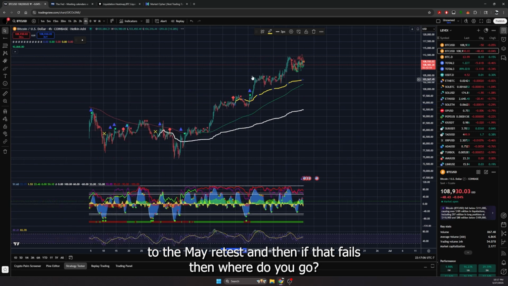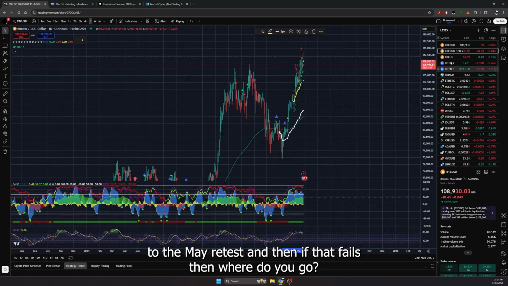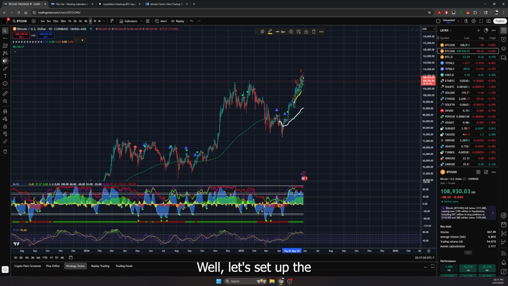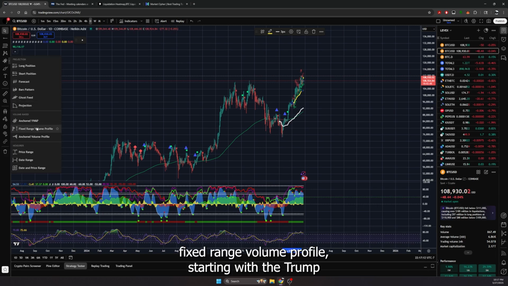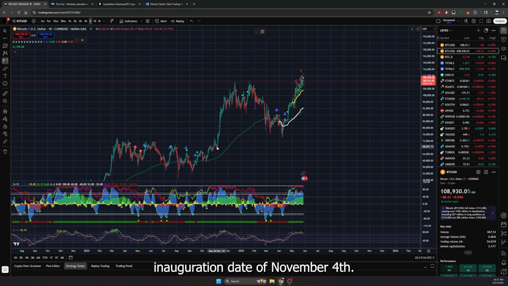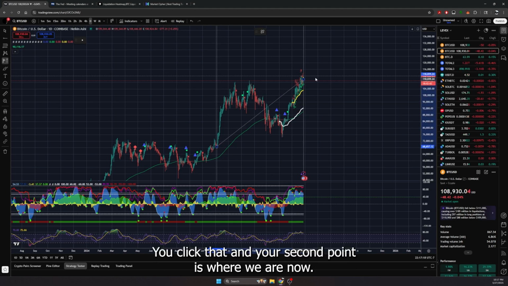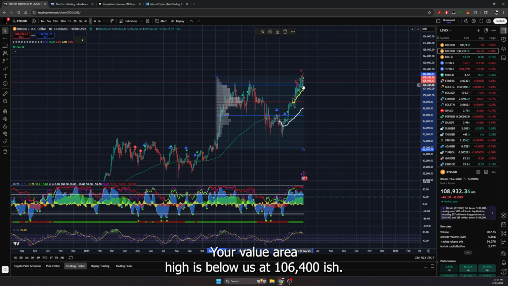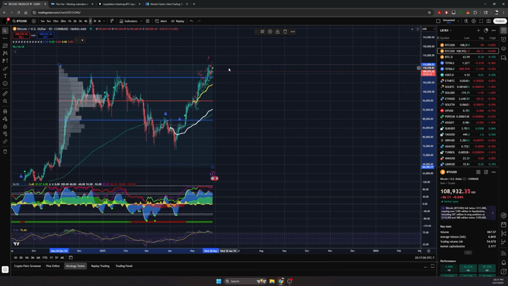And then, if that fails, then where do you go? Well, let's set up the fixed range volume profiles, starting with the Trump inauguration date of November 4th. You click that, and your second point is where we are now. Your value area high is below us at 106.4-ish. All right, so that's, you check that first, but it's kind of thin there.